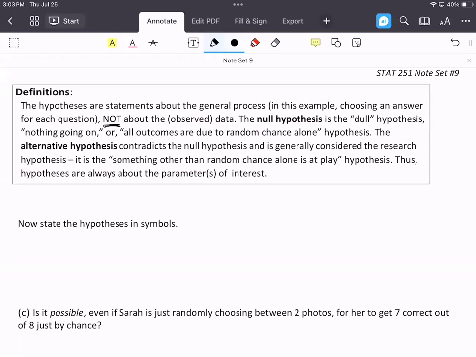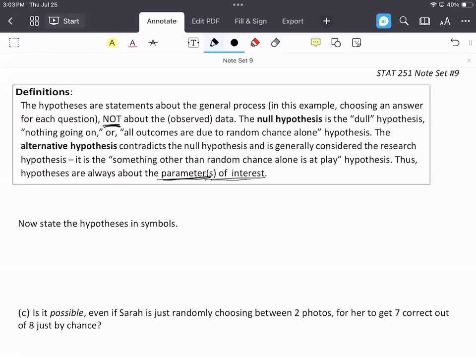Thus, the hypotheses are always about the parameters of interest. So we're looking at parameters. We're not looking at the statistics. So once again, this is not about the statistics or the sample. We're really interested in what's going on in the population. In this case, P being for the proportion. We know P hat, we don't know P.